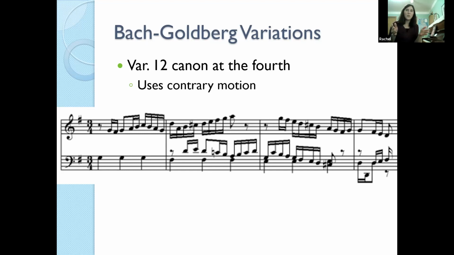This one we have a whole measure between, so that's our time interval of a measure, 3 beats. And this one adds an extra effect to it of using the contrary motion, which is pretty cool. It gives some variety. It's not like just copying and pasting at the interval of a fourth.